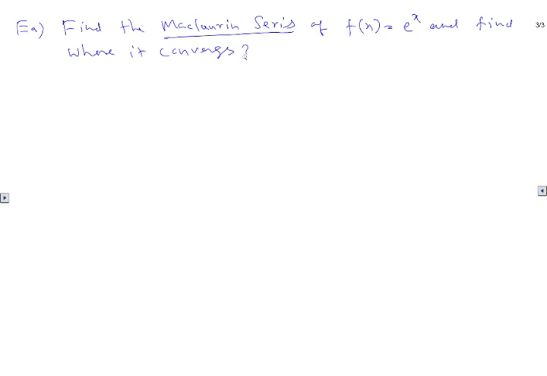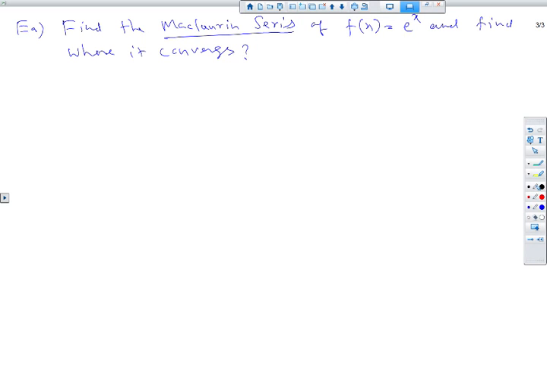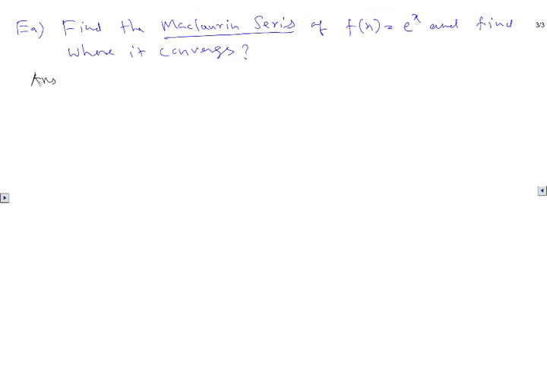Okay, so let's try to do both. So let's find out the Maclaurin series. Okay, so Maclaurin series means, so let's go for the answer. So the answer is a Maclaurin series, so that means a equals 0.